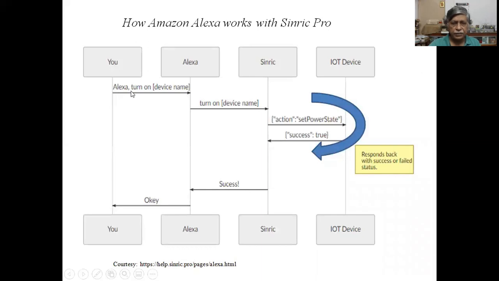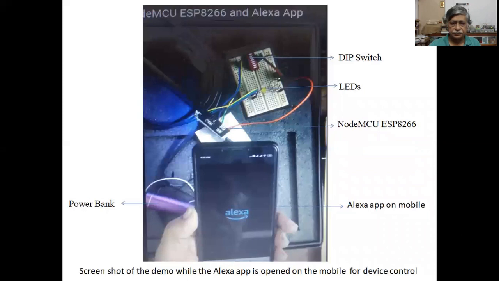Then if you give a command like Alexa, turn off the device, the same action will take place. Once it succeeds, it will say okay and turn off the device. This is how turning on or turning off a particular device pertaining to the smart home happens with the help of just giving a voice command to the mobile phone.